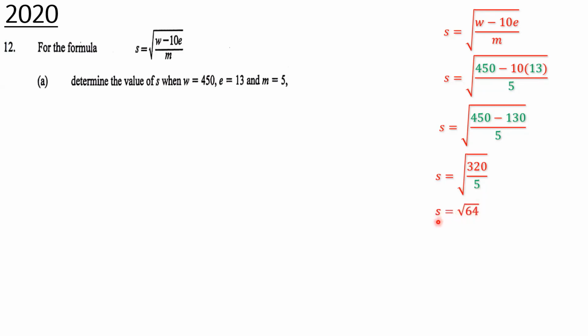And so now we have that S is equal to the square root of 64. Now, what is the square root of 64? In other words, what number times itself is going to give you 64? And the answer is 8, because 8 times 8 is 64. So that means that the square root of 64 is 8. And so the value of S when W equals 450, E equals 13, and M equals 5, the value of S when that's the case, is 8.